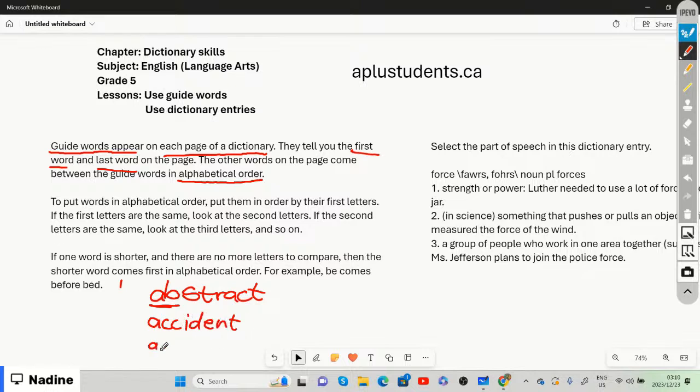Then you'll maybe have advert. So these are just examples to show how the words, or the letters, will be in alphabetical order, and it will make it much easier for you to be guided in order to look for that specific word.